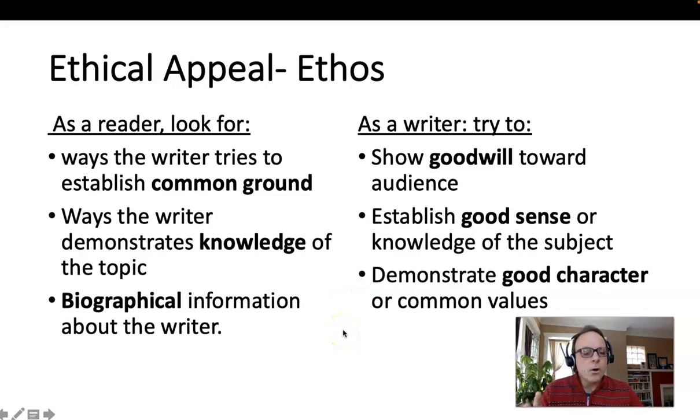So again, ethos is all about whether you're a reader or a writer. It's all about how you look as a trustworthy, believable person. And that's what you're trying to establish as a writer of an essay, right? And even using good grammar can build your ethos.